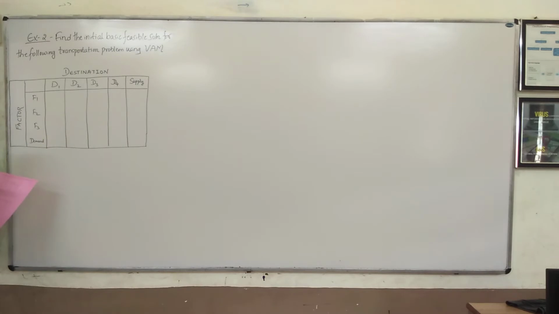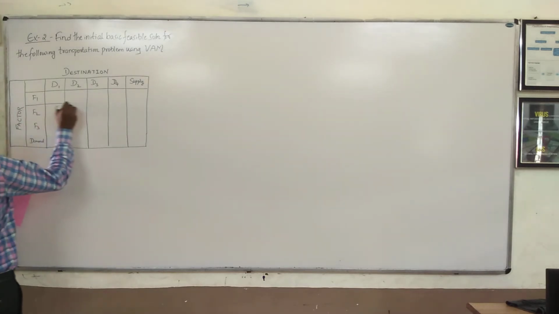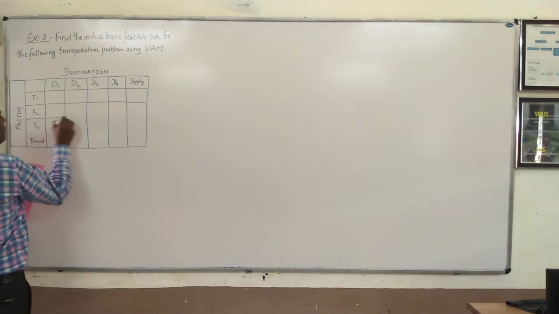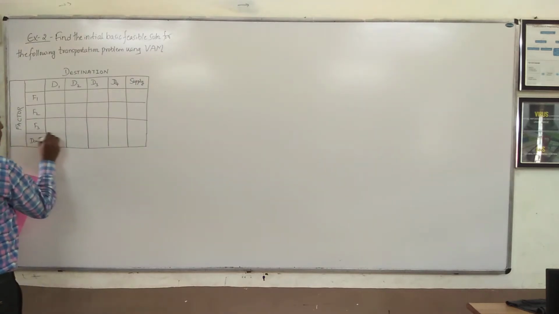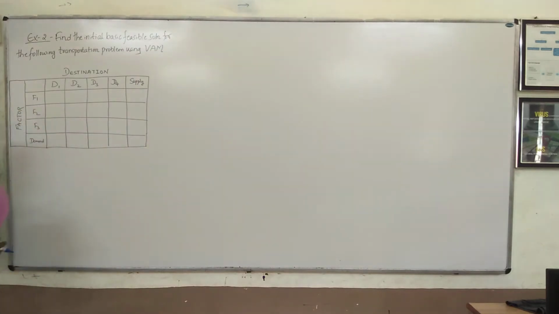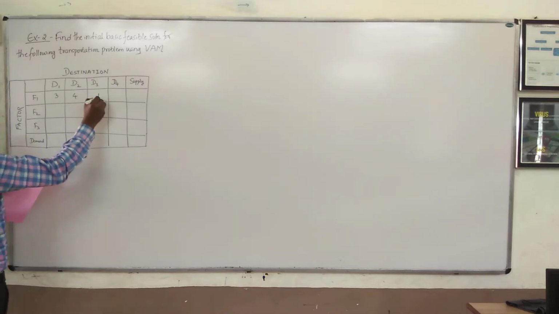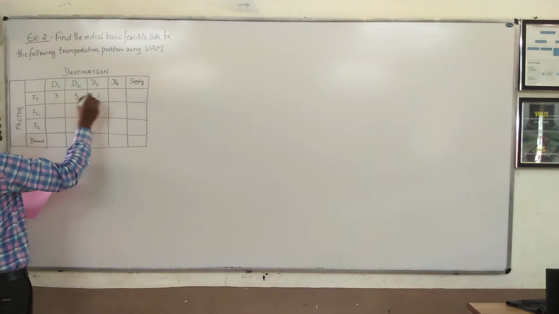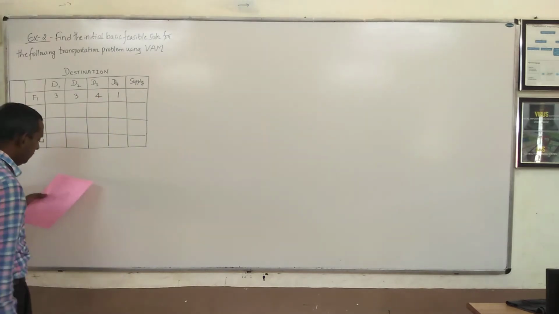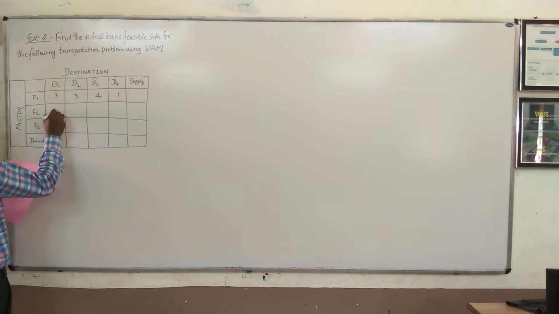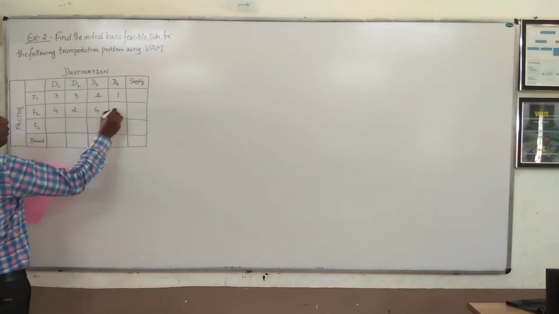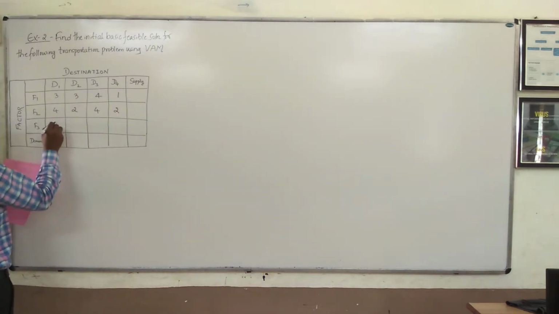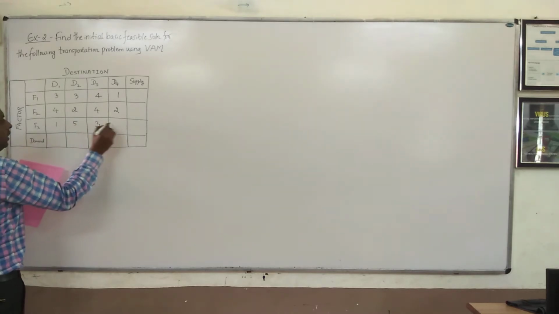That's why I tell my students to draw diagrams as neatly as possible. So the costs are 3, 4, 1, 3, then 3, 3, 4, 1, then 4, 2, 4, 2, then 1, 5, 3, 2.